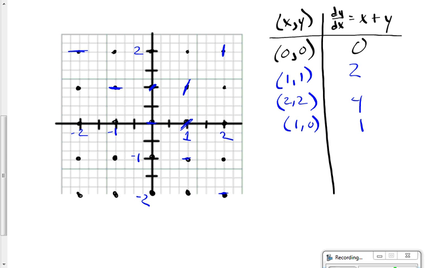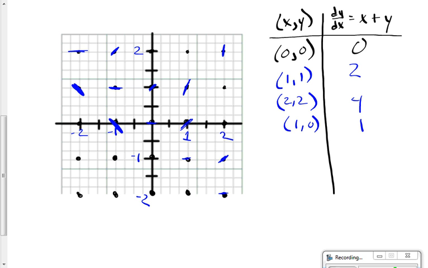2, negative 1. We got 1, 0. Negative 1, 2. Sort of. Okay. What else? What other slopes would be nice? How about a slope of negative 1? Negative 1, 0, right? Negative 2, 1, I heard.